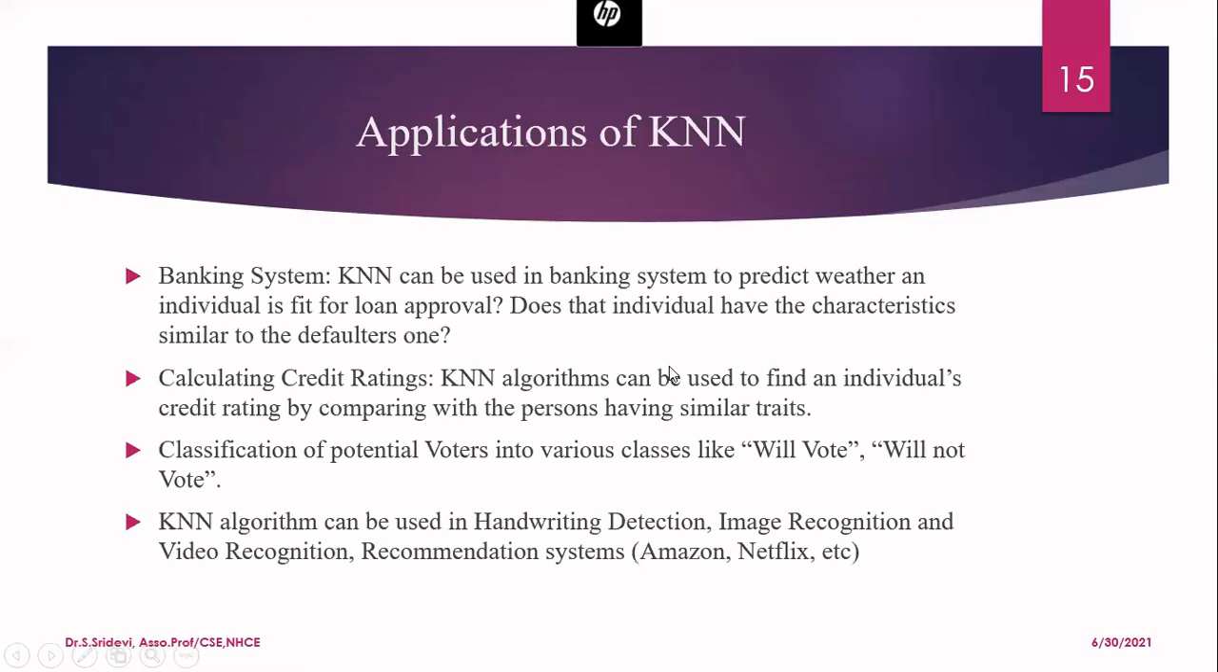So these are some of the disadvantages of the KNN algorithm. Coming to the applications of KNN, you can use KNN in applications like the banking system. Under the banking system, you can use KNN to predict whether an individual is fit for loan approval or not. Before I sanction a loan, I can consider who are all the persons having similarity with respect to this particular user. I will try to find those users. I will check whether those persons have paid the loan or not. If they are paying the loan, then I will assume that this person will also pay the loan, then I will approve it.